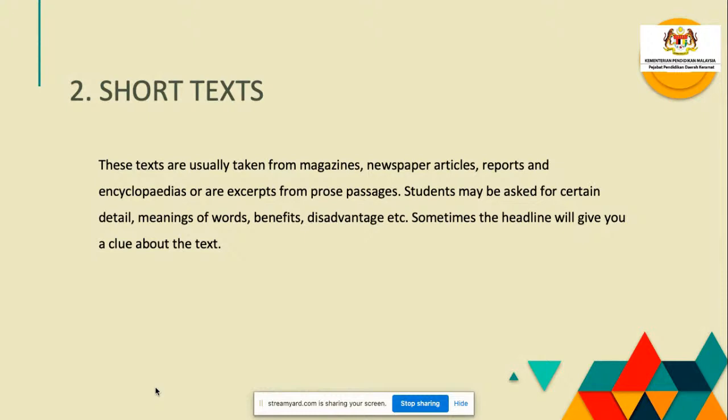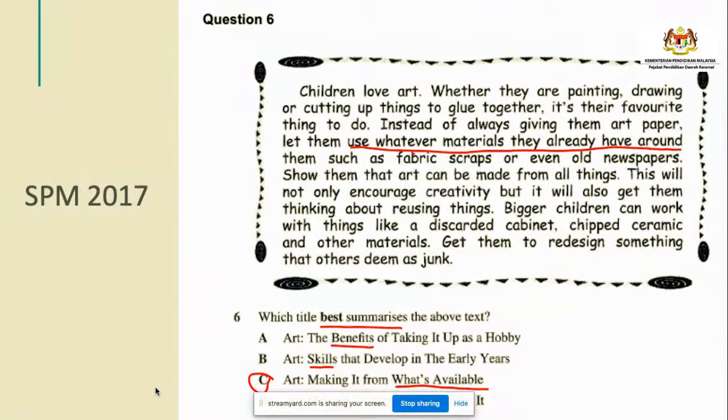Okay? Okay, SPM 2017. Saya suka SPM 2017. Okay, question number 6. Remember step tadi, step 1, read the question. Okay, which title, dia nak title. Okay, which title best summarizes the above text? Okay, saya tunjuk terus sebabnya kita ada banyak lagi benda kita nak bincang lepas ni. Okay, tapi kita masih kena analyze the question. Okay, which title, so dia nak tajuk best summarizes the above text.